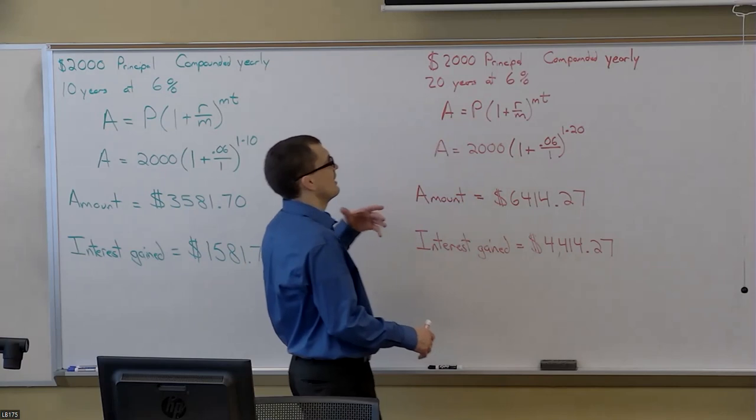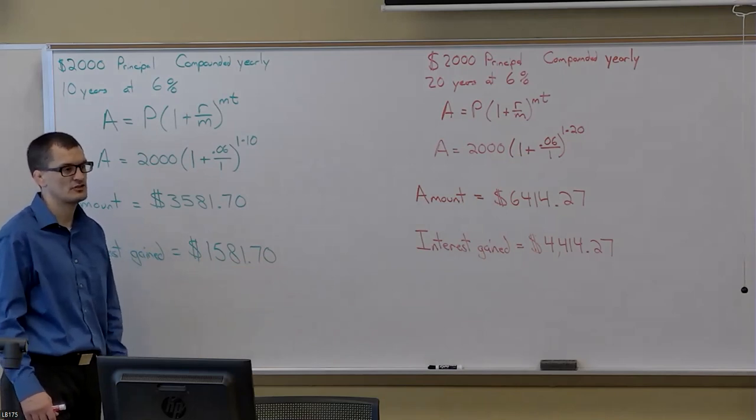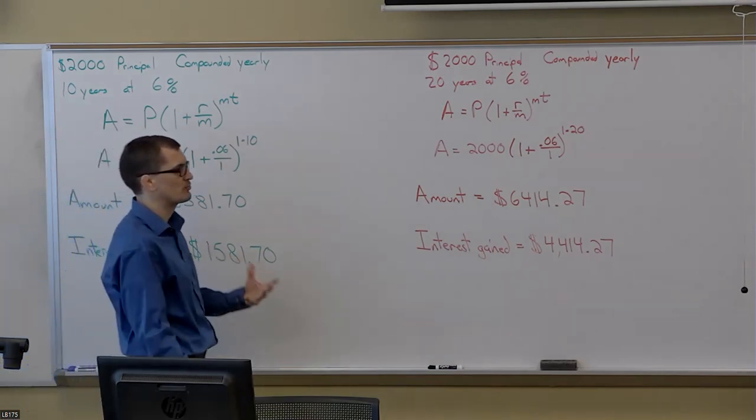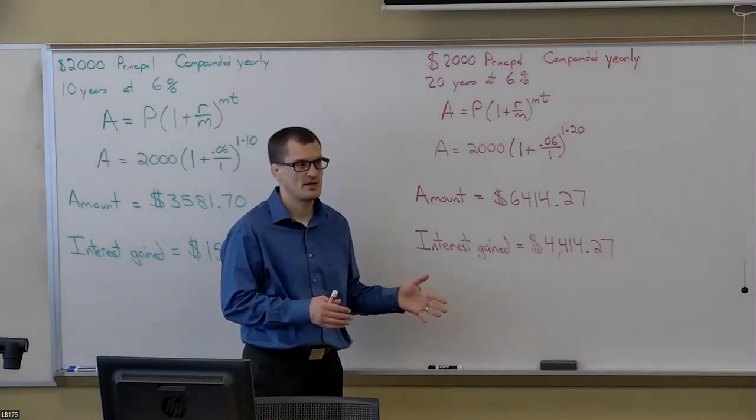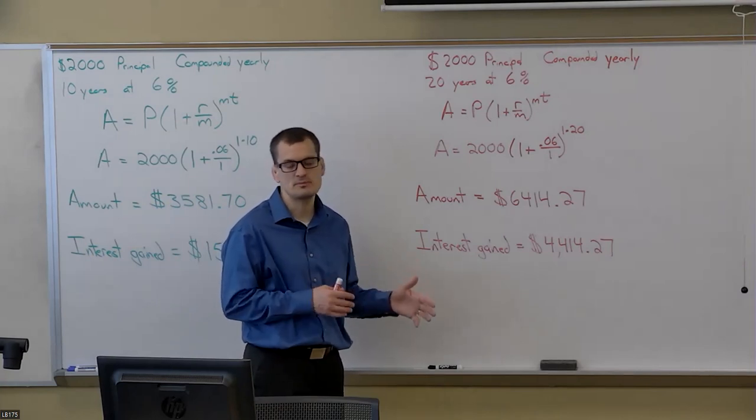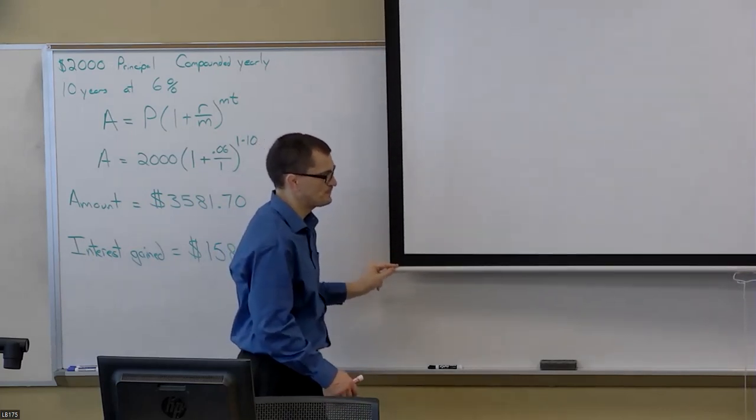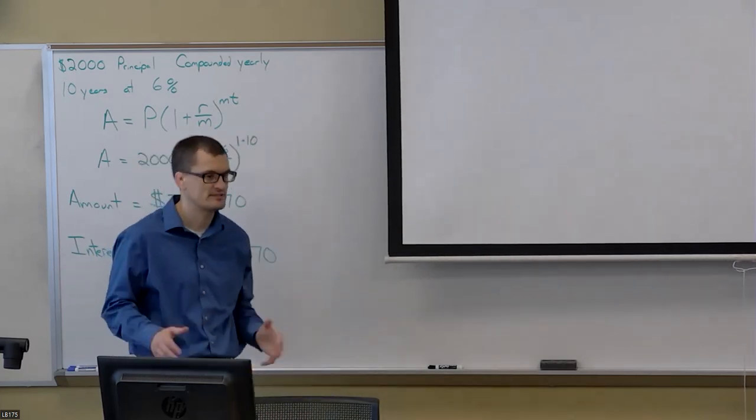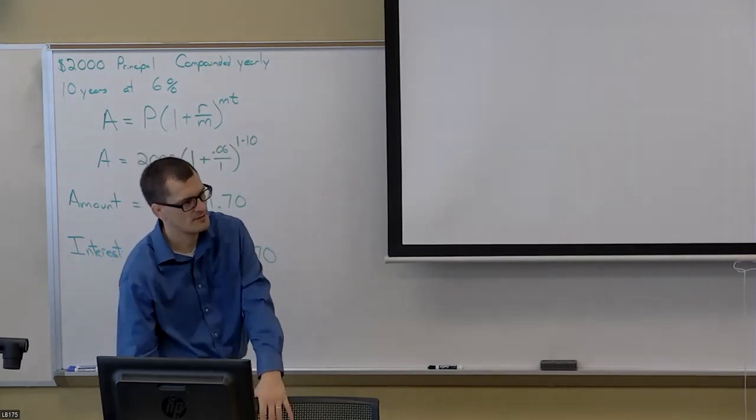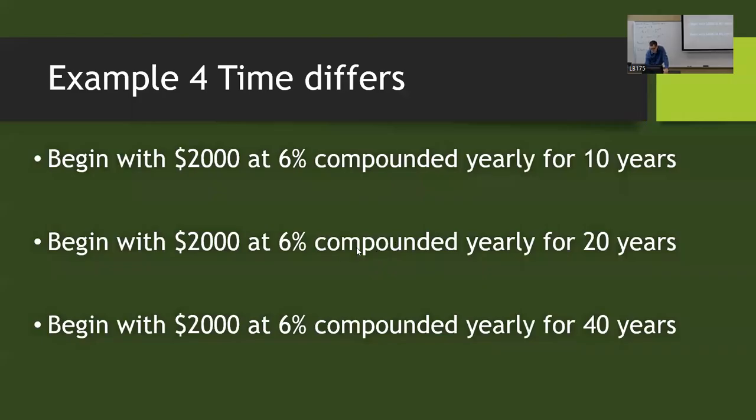So by doubling your time, it makes a huge impact on how much interest you gain. By doubling the rate, it makes a huge impact on how much interest was gained. By doubling the principal, it makes a huge impact. And by changing how often you're compounding, it makes some impact, not as big as the other three though. Okay. And that'll work for any amount of change.